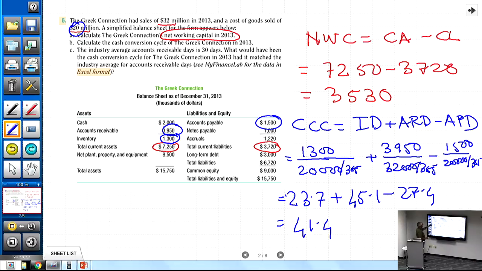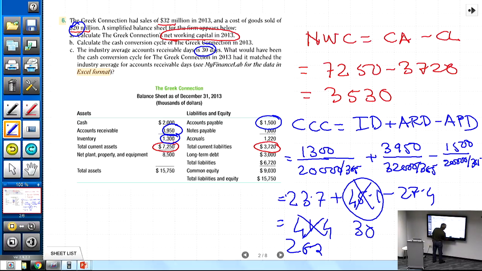The last part of the question is, if accounts receivable days go down to 30, what would be the new cash conversion cycle? It's pretty easy. Instead of 45.1, substitute 30 there. And the new number that you will get is going to be 26.3. So this number would be 26.3. That's problem number 6.